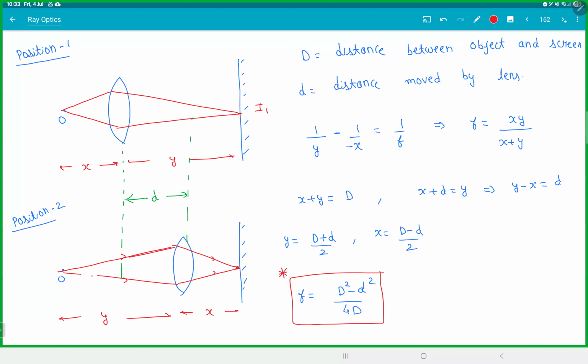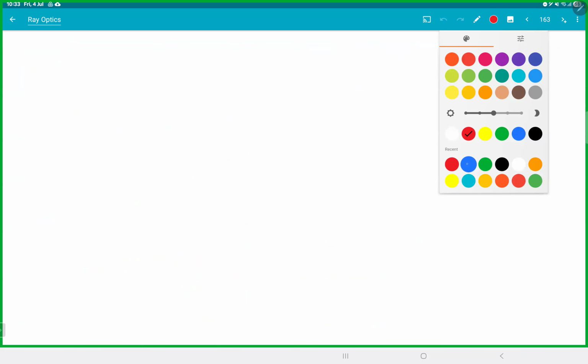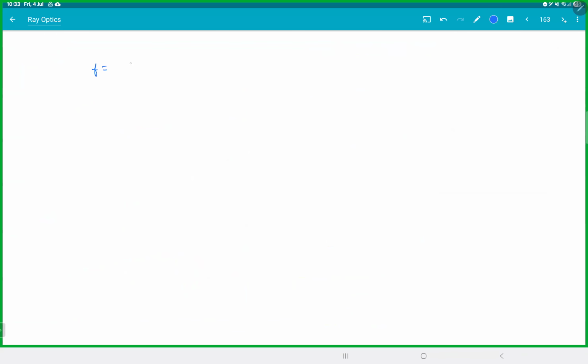Check out the experiment. So the experiment simply works because that x and y get interchanged. You still get a sharp image here. Let's call this I2. Any doubts on this? Now, if you take this focal length, f is equal to (D square minus d square) by 4D.